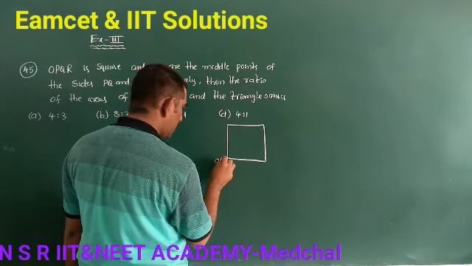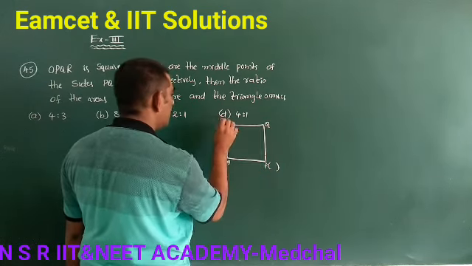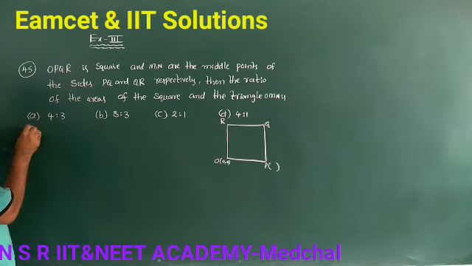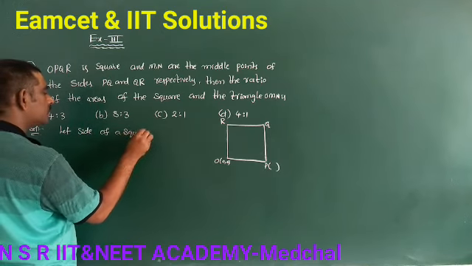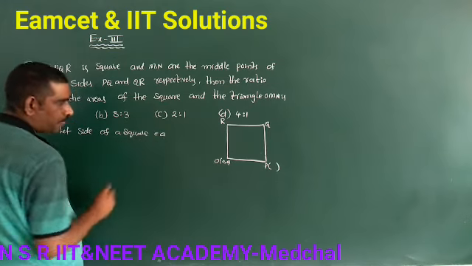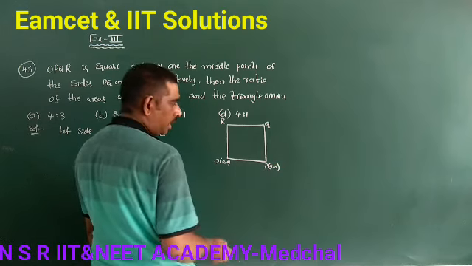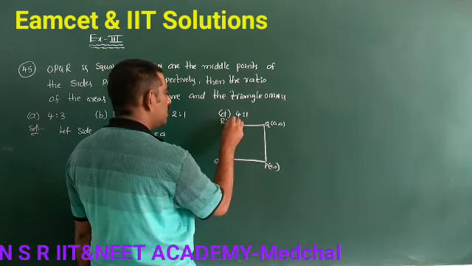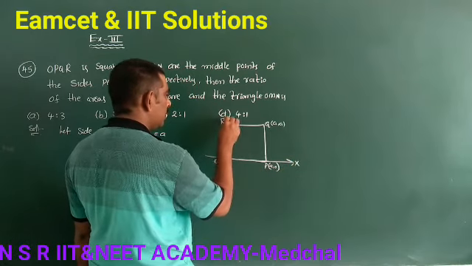This one is O, this one P, and this one Q and R. We don't know the side of the square, so let the side of the square equal A. So the distance from the origin to P is A, so this one is (A, 0), here this one is (A, A) and this one is (0, A). This is the x axis and this one the y axis.